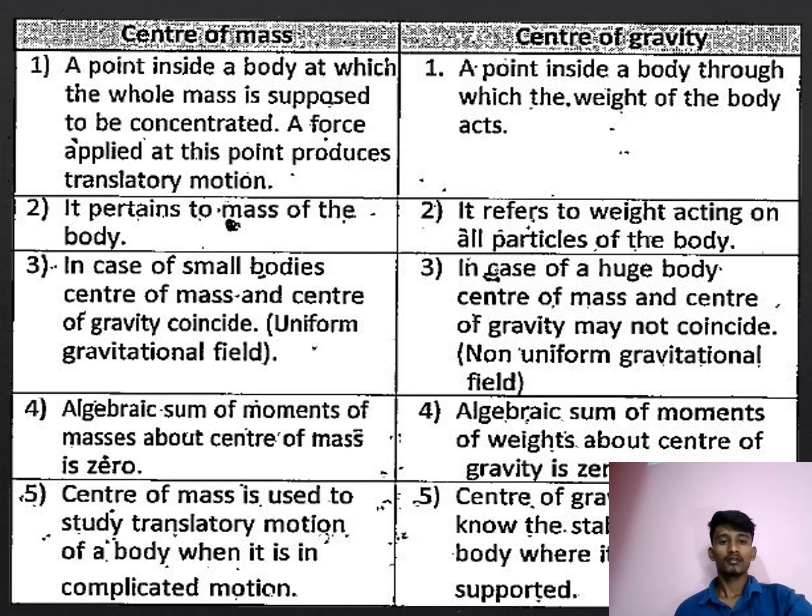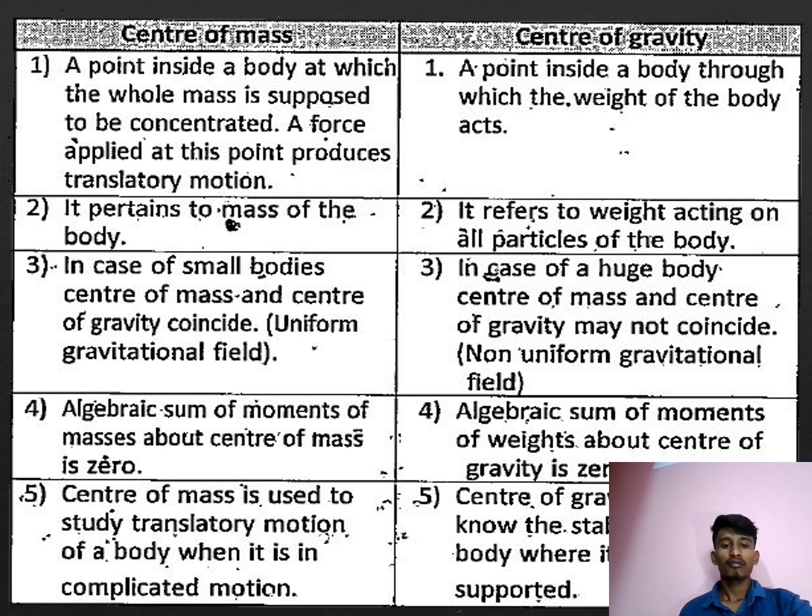Now we shall see the differences between the center of mass and center of gravity. Center of mass: a point inside a body at which the whole mass is supposed to be concentrated. A force applied at the point produces translatory motion. Center of gravity: a point inside the body through which the weight of the body acts. Center of mass pertains to the mass of the body. Center of gravity refers to the weight acting on all particles of the body.